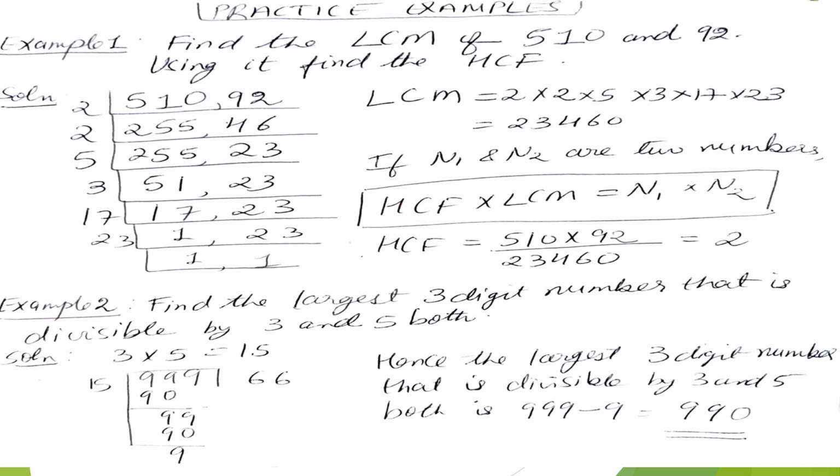Hence the largest 3-digit number that is divisible by 3 and 5 both is 999 minus the remainder which we have got, 9, that is equal to 990.